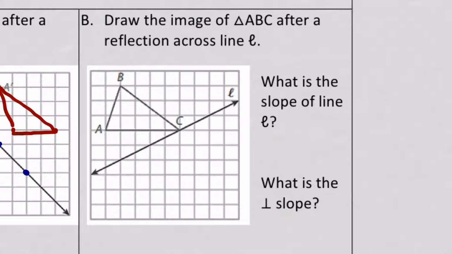Okay, you guys try B. Do the exact same thing I just did in the last one. Draw the image after the reflection, then figure out what the slope of line L is, and then what is the perpendicular slope. Okay, go ahead and pause the video right now. Do it on your own, then unpause it to check your answer. Okay, so pause your video now.